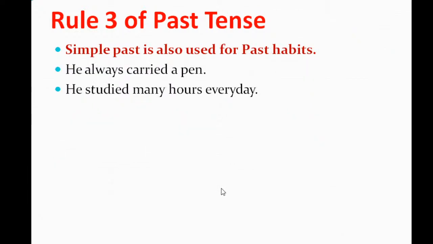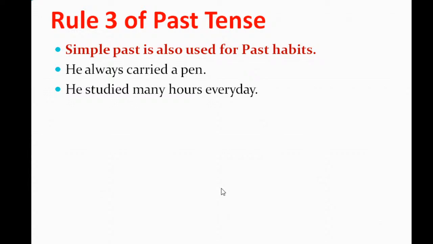Let's go to rule number 3. Simple past tense is also used for past habits. Now we know that habits are also explained in terms of simple present tense, but those are the habits that are still going on. I wake up at 5 a.m. every day. It's a present habit, so it is present simple tense. But when we are talking about a past habit, it can be denoted by past simple tense. For example, he always carried a pen.